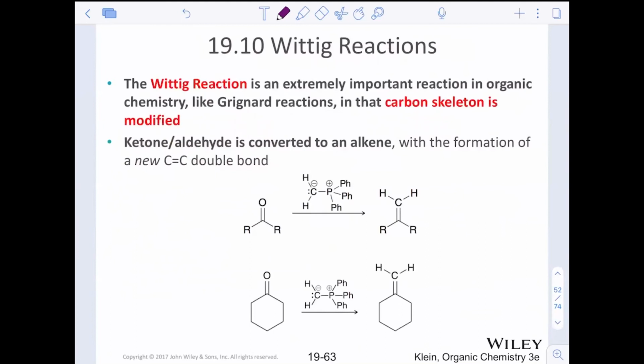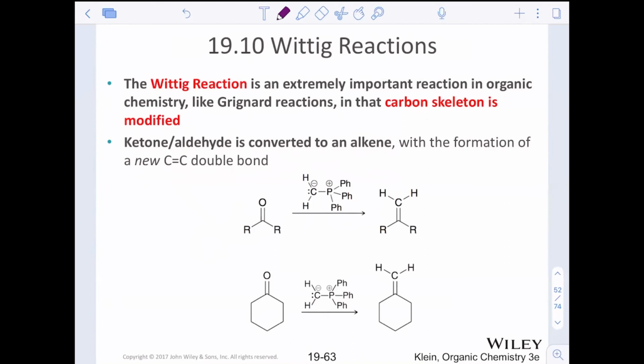Last carbon nucleophile that we have is the Wittig reaction. Now, Wittig is a German name from the scientist who developed this reaction. The Wittig reaction is extremely important for organic chemistry because, like Grignard reactions, which are also very important, the carbon skeleton is modified. So we actually can make new carbon-carbon bonds and create new, bigger molecules, which is extremely important for drug design and biosynthesis.